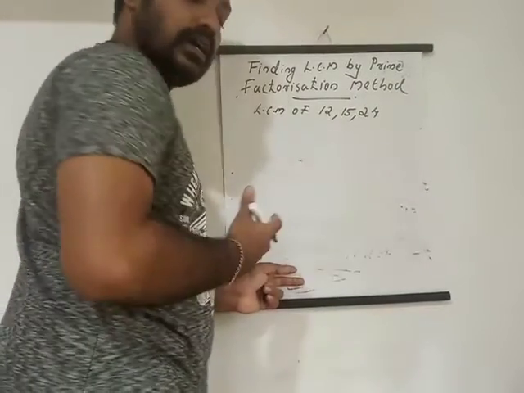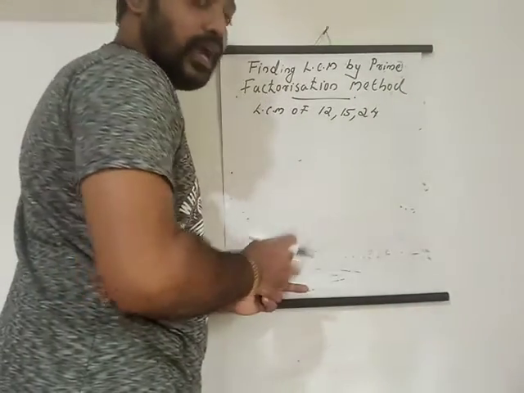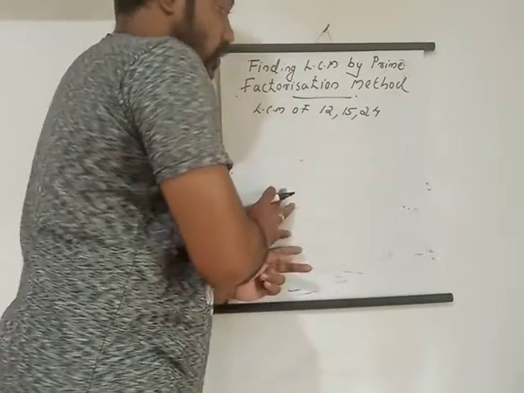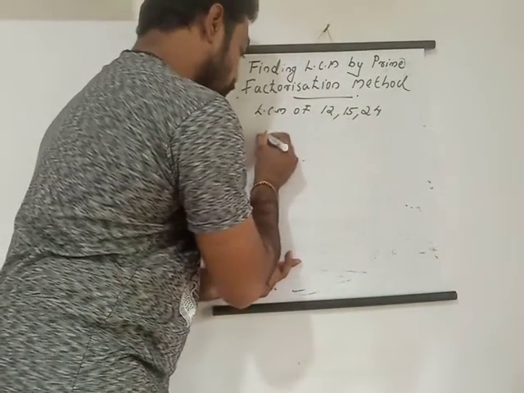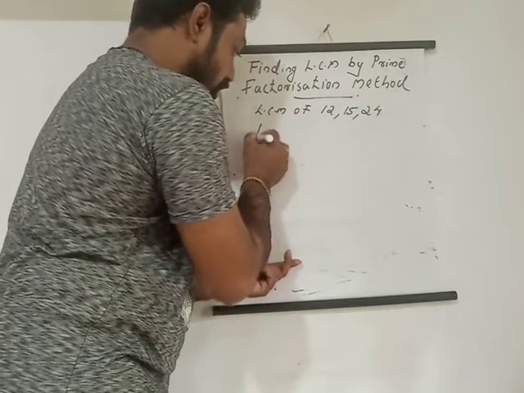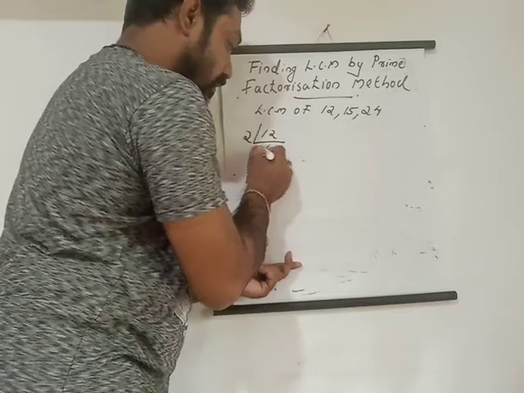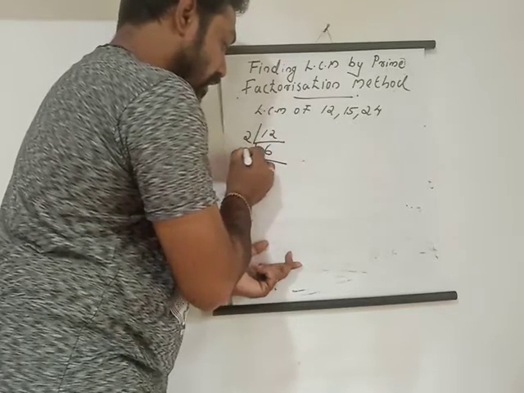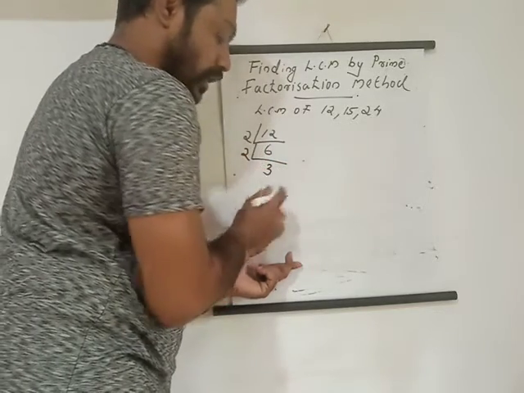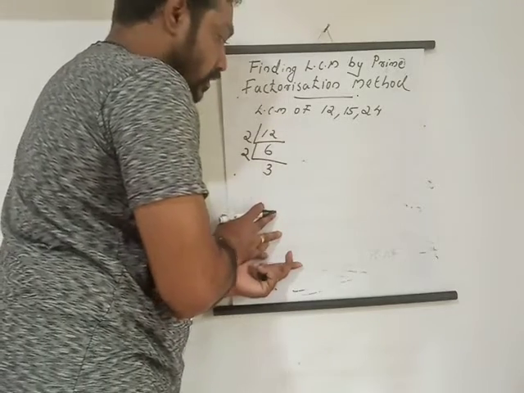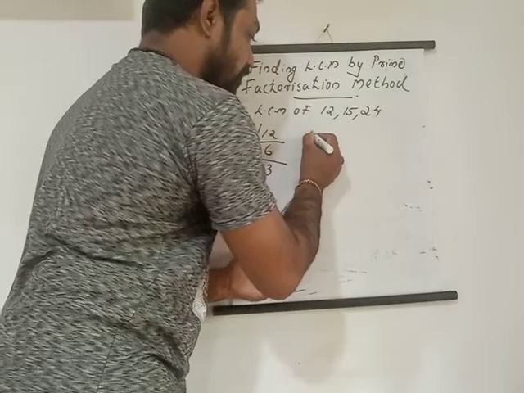As in the usual steps, we have to do the prime factorization for each number, isn't it? So for the 12, how can we do it? It's a simple number. 12 is an even number, so start with the 2. We can get 2, 6, then again 2, and we'll get a 3 here. So we got a prime number, so we can stop here. That is 12.